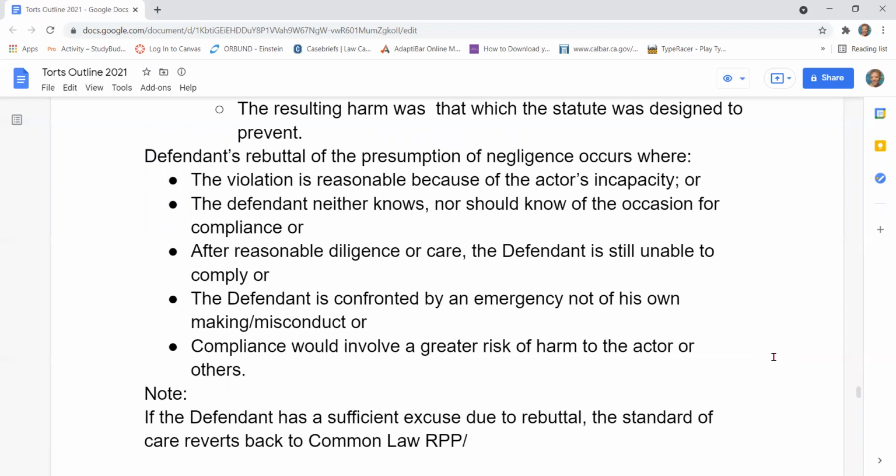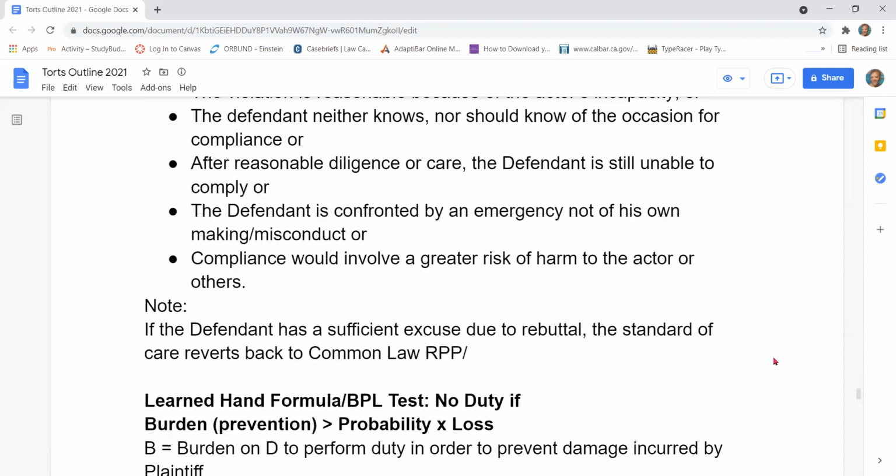Please note, if the defendant has a sufficient excuse due to rebuttal, the standard of care reverts back to common law RPP.